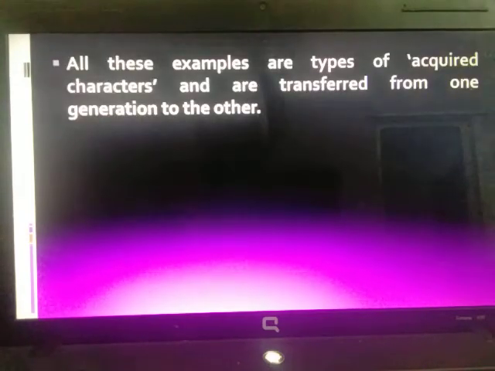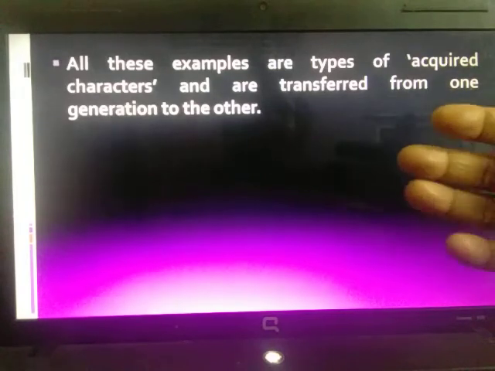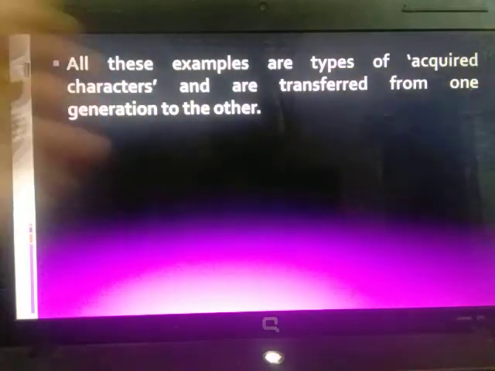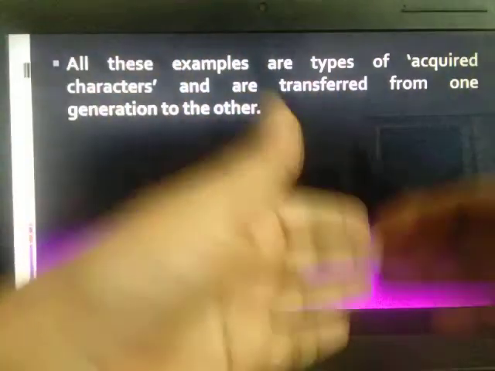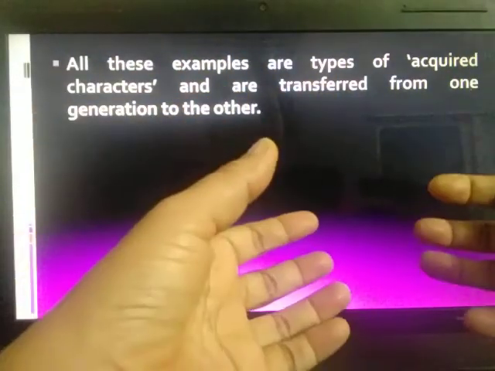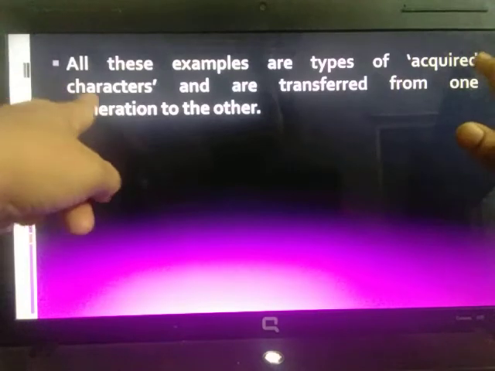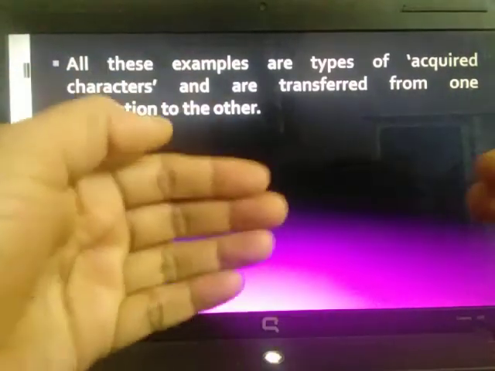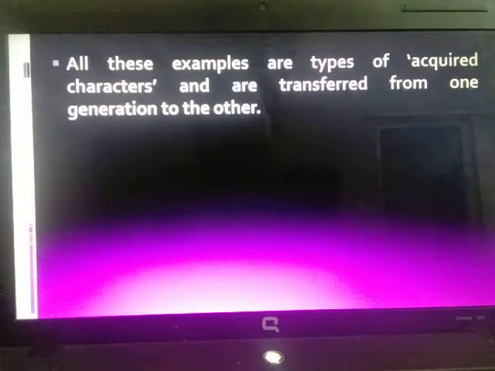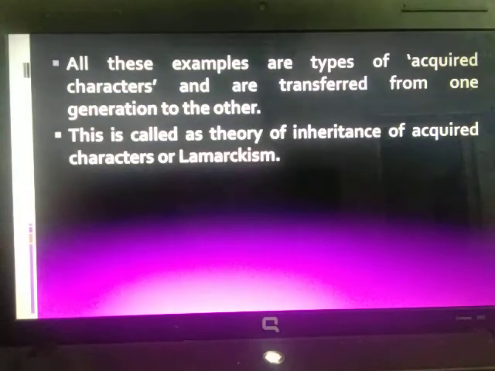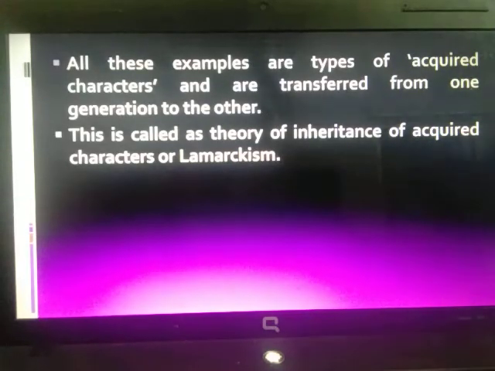Now all these examples are types of acquired characters. That means they have acquired them over a longer period of time because of the use or maybe because of the disuse. Fine. So whatever characters they have got, they have acquired them. So these are types of acquired characters, and according to him, these acquired characters are transferred from one generation to the other. So this is also called the theory of inheritance of acquired characters, or Lamarckism, since they have inherited these acquired characters once upon a time.